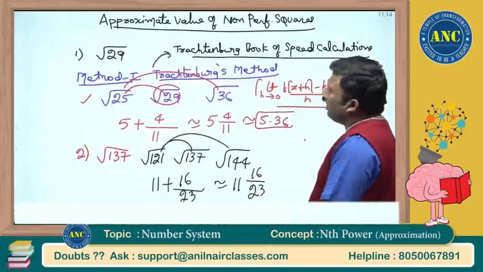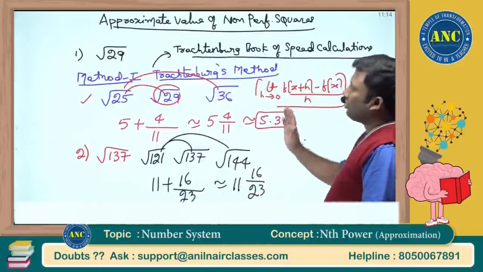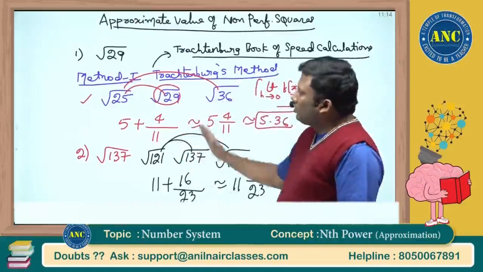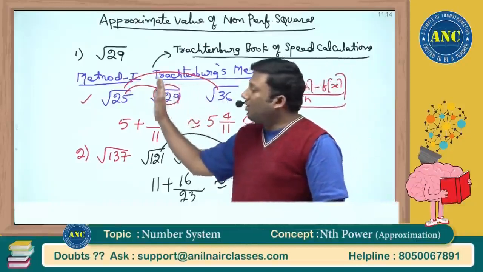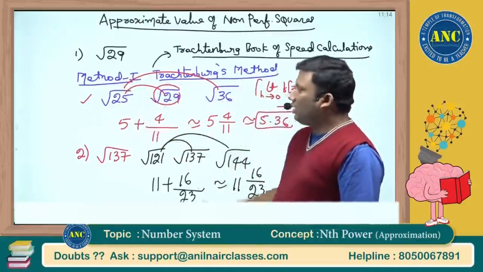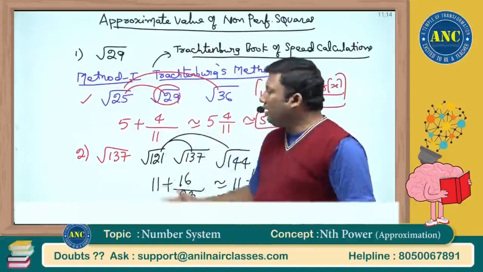Method number 2, we will discuss Ramanujan's method of finding the approximate value of a non-perfect square. It is good to know this method. Square root of 29 lies between which two perfect squares? Root 25 and root 36. Root 29 is anyway greater than root 25.